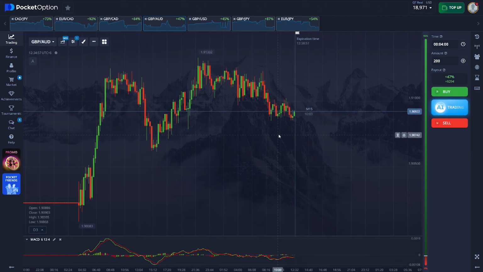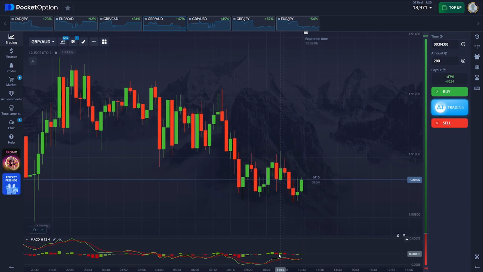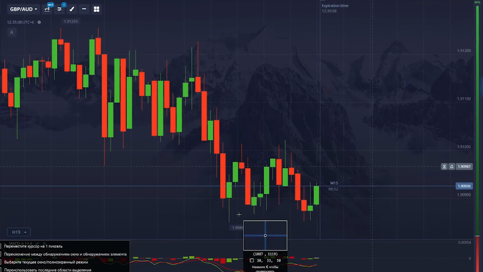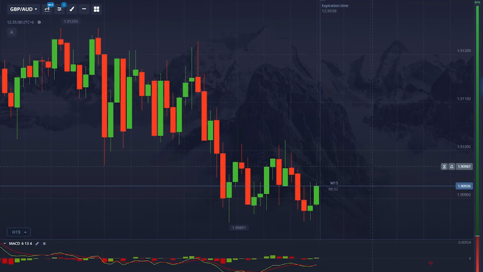Let me take a much closer look at the current market situation on the chart so I can explain to you clearly and in more detail how to find the best entry points using the MACD indicator, as I already mentioned. So let's focus on the 2 lines, the red and the green line.